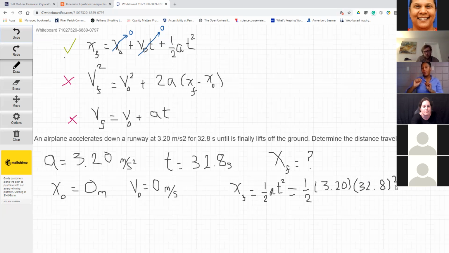Okay, and so then we can get to the math, then it becomes a math thing, right? So I'm gonna pull out my handy dandy calculator here, and I'm gonna do the 32.8 squared first. 32.8 times 32.8, because I don't have one of those fancy calculators where I can group things, times 3.20, and then I'm gonna take half of that, and I get here, and y'all correct me, 1,721.34 meters.